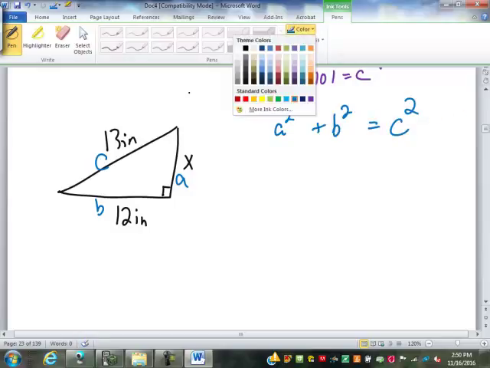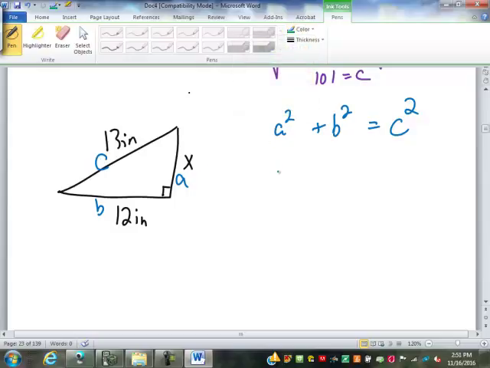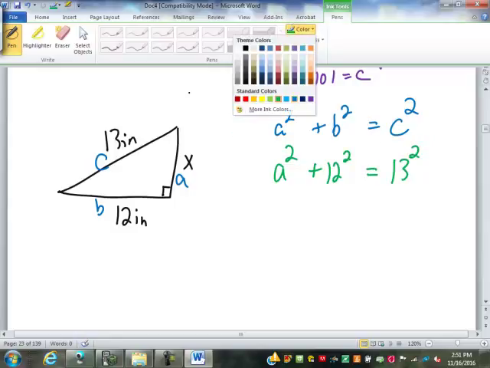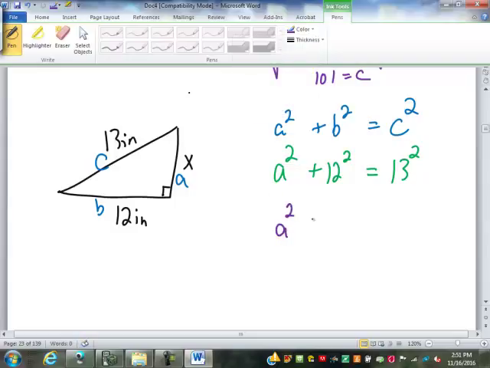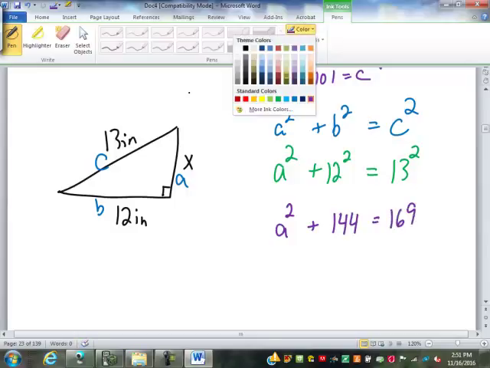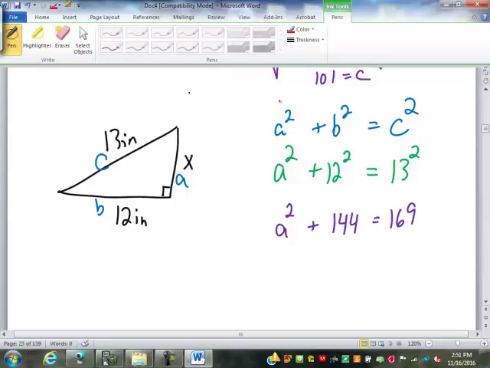So A squared plus B squared equals C squared. A squared, I'm just going to leave it as A squared. We don't know that side yet. B is going to be 12, so that'll be 12 squared. And C is 13, so that'll be 13 squared. 12 squared is 144. 13 squared is 169. Now, if I look at this, A squared has to be the difference between 144 and 169. So I can figure out that A squared has to be 25.